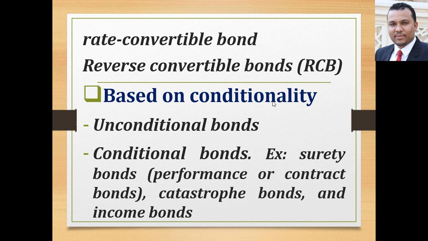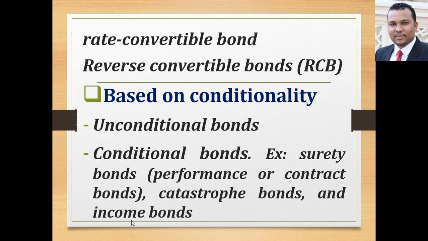What about conditional bonds? This is very important. Conditional bonds are an exception from the normal bonds. For example, surety bonds, which we can call performance or contract bonds. The second category of conditional bonds, we will talk about catastrophe bonds and income bonds.